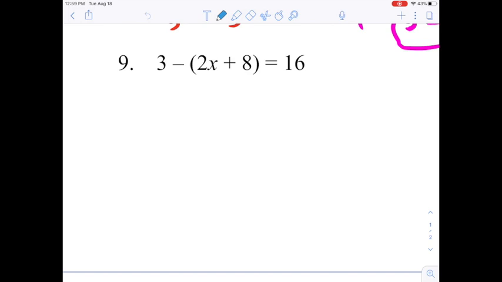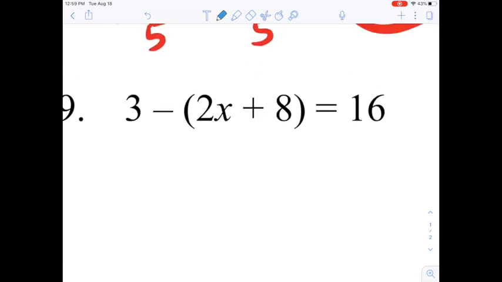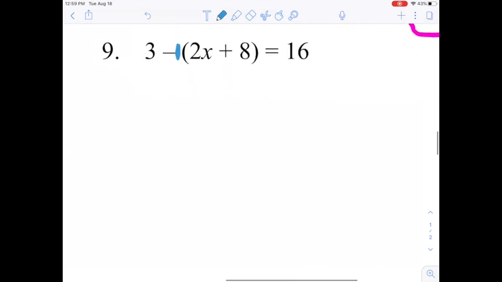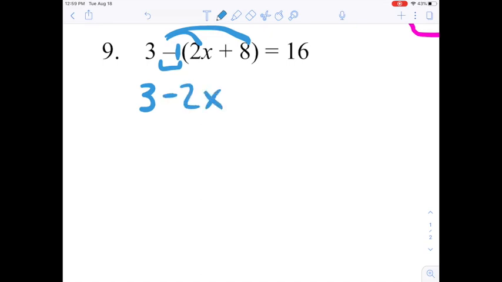So one last problem here. We are going to, again, need to simplify this side of the equation. Something I want you to realize is when you have this subtraction sign followed by parentheses, it's really telling you to distribute a negative 1. So we're going to need to distribute this negative 1 to the 2x plus 8. So we're going to still have this 3. That wasn't getting distributed. Then the negative 1 to the 2x makes a minus 2x. Then the negative 1 to the 8 makes a minus 8 equals 16.